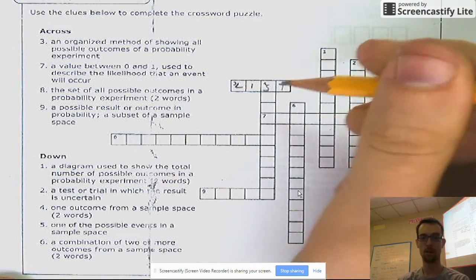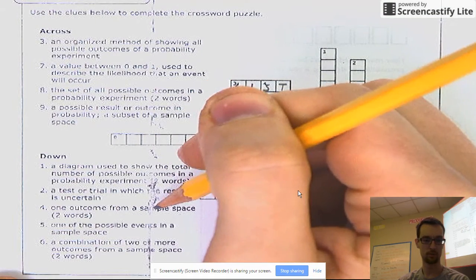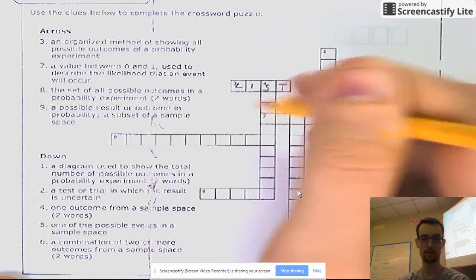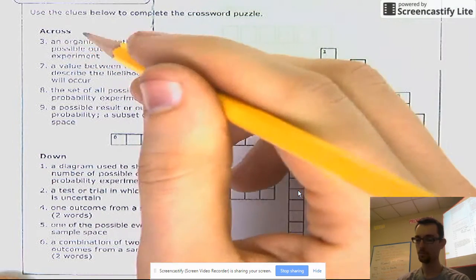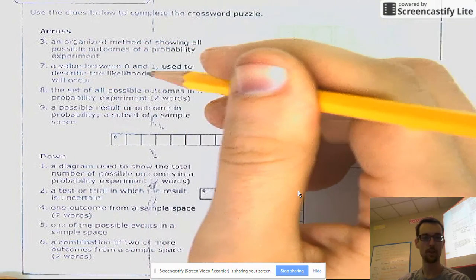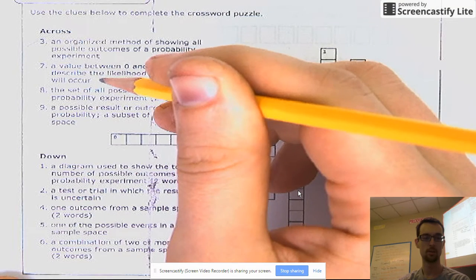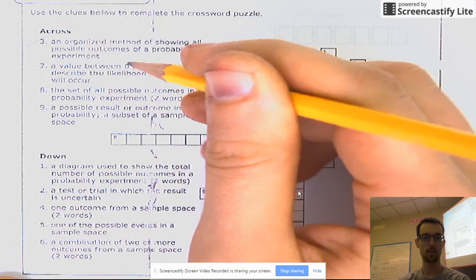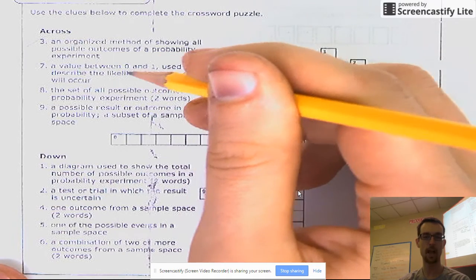Here we go. All right, let's do number 4, I guess. Actually, I don't like number 4. We'll skip that. I never covered that one. We'll do it last. How about the value between 0 and 1 used to describe the likelihood that an event will occur? Okay, if a number is between 0 and 1, it must be a fraction, right? So what fraction do you use to describe how likely something is?